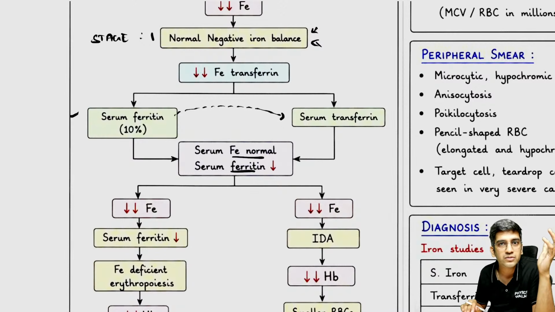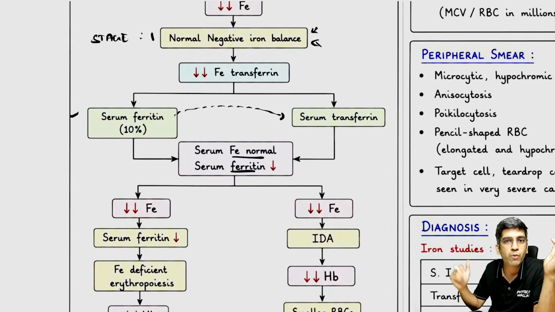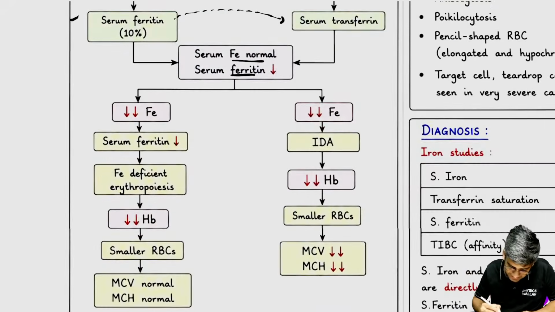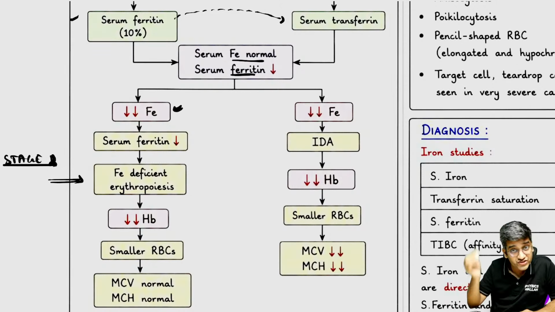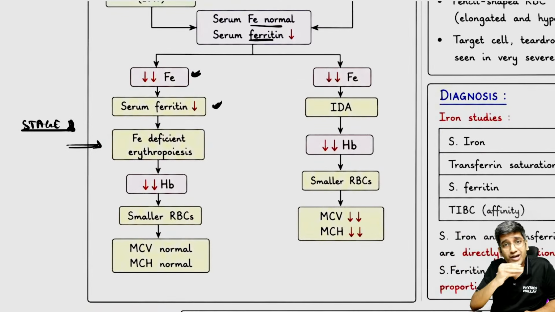So what will I do? Automatically my bone marrow will suffer. That's my second stage. The second stage we call iron deficient erythropoiesis. That's stage 2. In iron deficient erythropoiesis, serum iron is still low. I am not eating properly or I am losing iron. Ferritin is also gone, literally zero. Then iron deficient erythropoiesis happens.